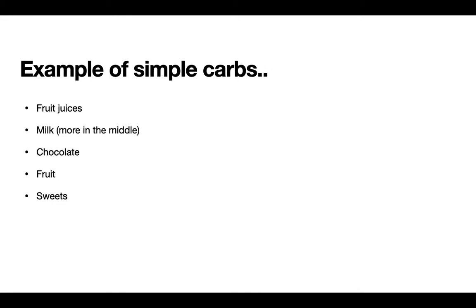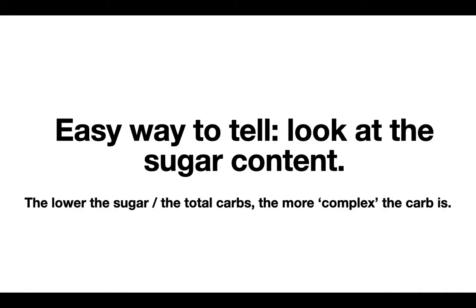And examples of some simple carbs then: fruit juices, milk, which I wouldn't say is quite a simple carb, but it's probably more simple than complex, chocolate, fruit, sweets, all the nice stuff. An easy way to tell is to look at the sugar content, and the lower the sugar out of the total, so let's say there's 10 grams of sugar but 30 grams of carbs, it's probably more of a complex carb. Well, it is more of a complex carb.